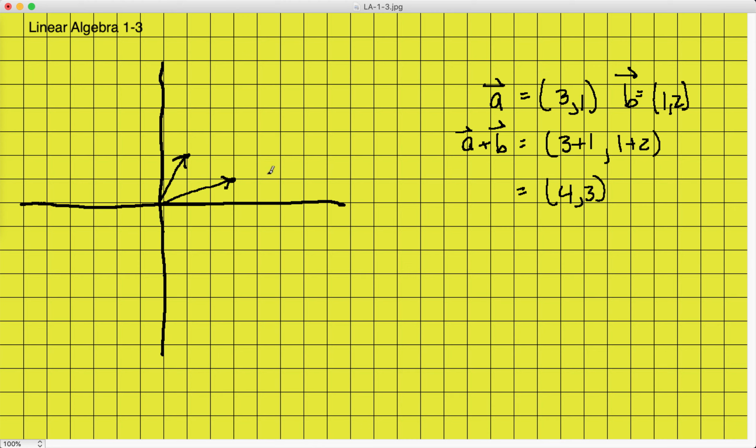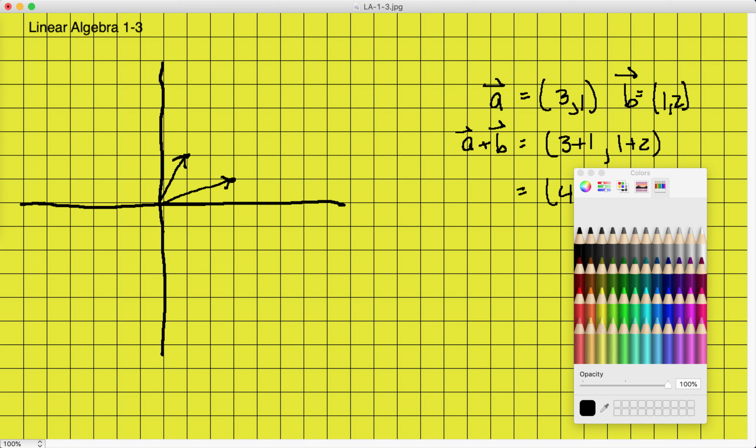But geometrically, this actually is going to do something kind of cool. Now remember, we said that the representation of the vector is not unique. So in fact, here is the vector b, and I'm going to change the color. This is also the vector b. If I come over to here and do that, and likewise if I come over here, this is also the vector b.